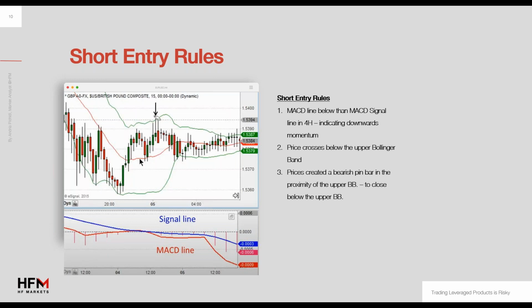And in the 15 minutes chart, the price touched the upper Bollinger Band, just touched it, didn't break it, and quickly closed below it. And you see, it touched it, but it quickly closed below it. So we have a price crossing below the upper Bollinger Band. Okay, so that's a nice entry point to enter short, either if you see the price closing below the upper Bollinger Band or if you see a bearish pin bar close to the upper Bollinger Band.